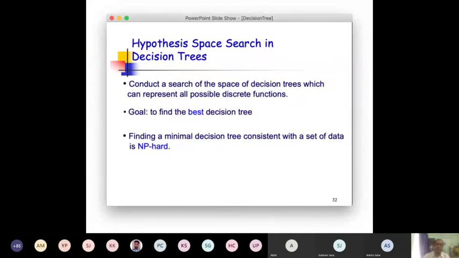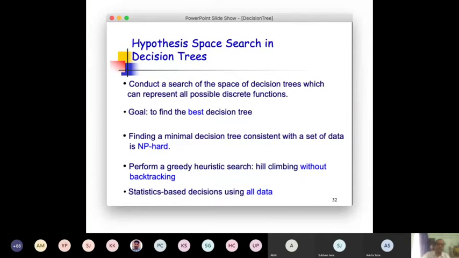You will get a particular hypothesis, but getting the decision tree which meets the criterion of Occam's razor, that your hypothesis should be as simple as possible, which means the size of the tree should be minimal, is an NP-hard problem. So we are performing a greedy heuristic search. I discussed these slides in the previous class, but I'm just simply going through them once again.